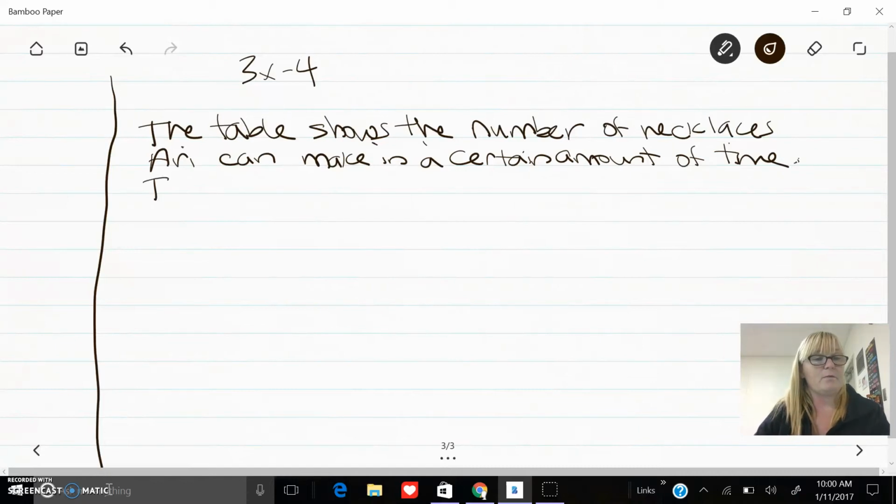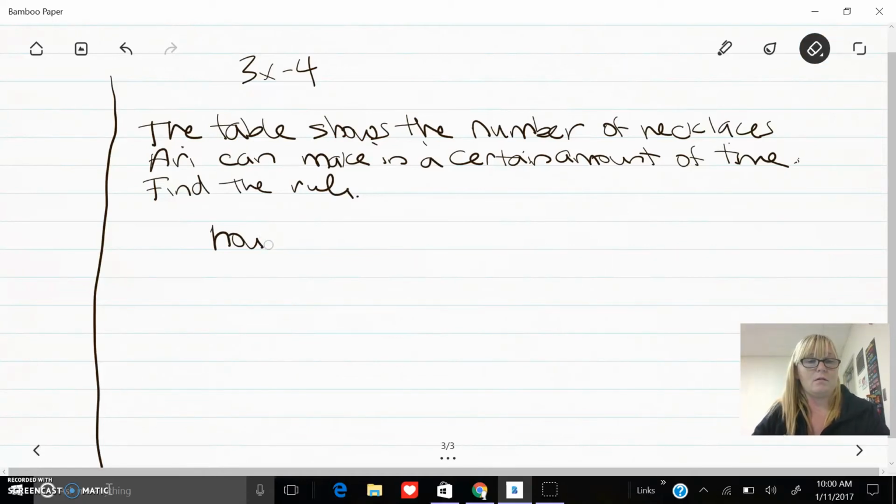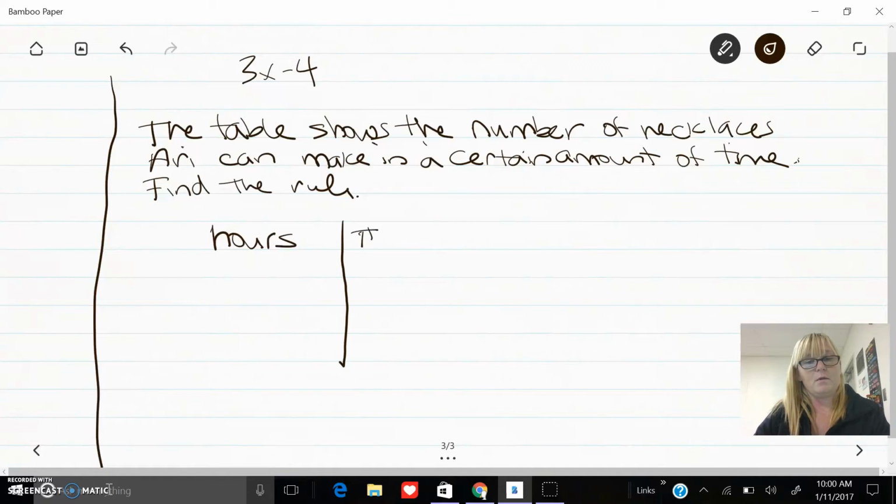And we need to find the rule. All right, so here's my table. Oh, that's supposed to be hours. And the number of necklaces. All right, so number of hours, number of necklaces.